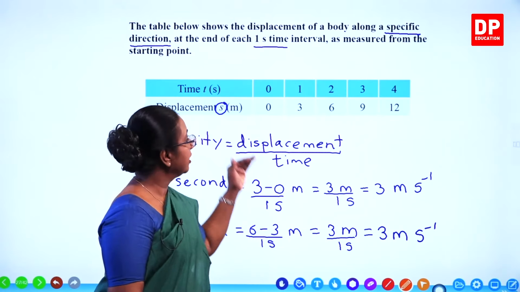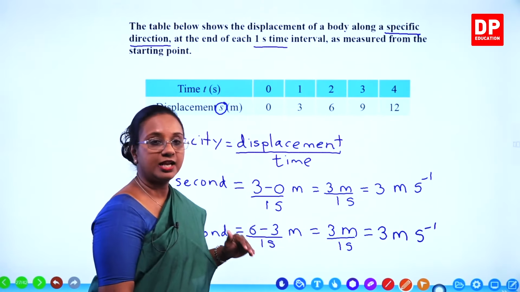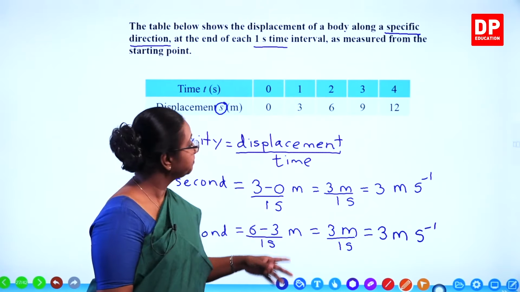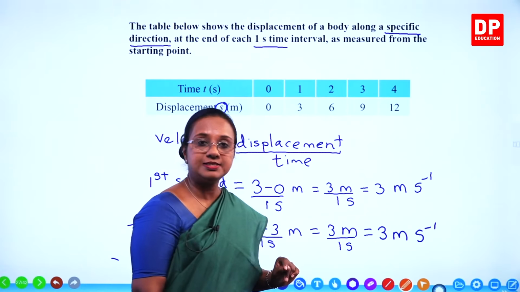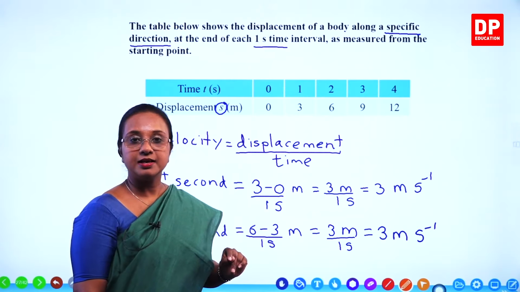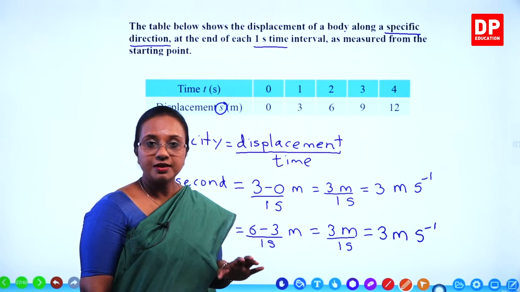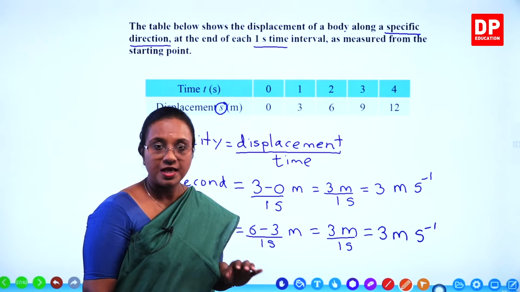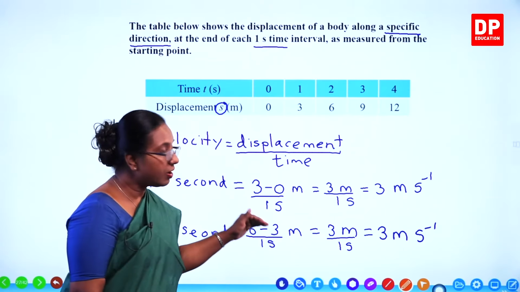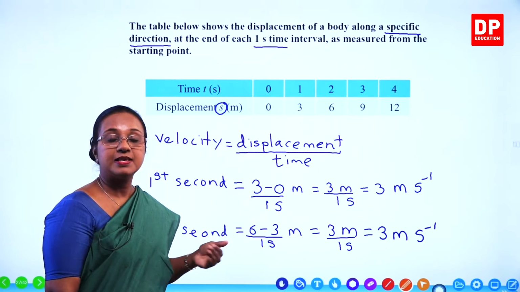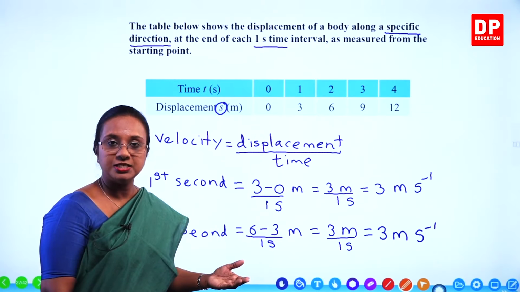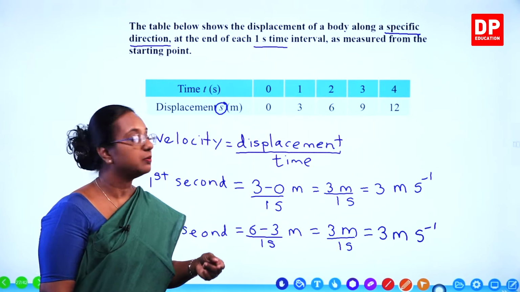So therefore, the velocity of this object has not changed. The magnitude is the same, 3 meters per second, and it is traveling in the same direction. So the direction is also the same. Therefore, we will be calling or referring to this as uniform velocity or constant velocity.